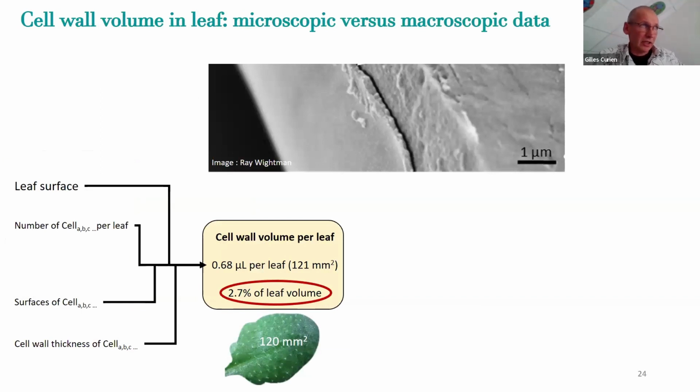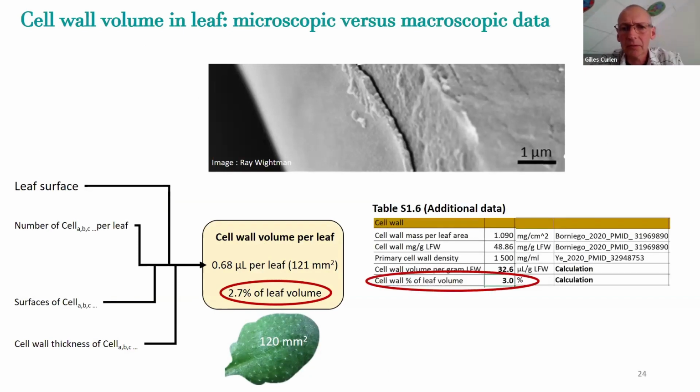You might ask, okay, you integrate many different things: leaf surface, number of cells, surface of cells, cell wall thickness that you measured with a certain uncertainty. You assemble everything, and you obtain this value of 0.7 microliter per leaf. The volume of this leaf is about 24 microliter, and this represents 2.7% of leaf volume. But how can we believe in that? There's a different way: you will find this in table S16, you can use macroscopic data, from people that did macroscopic measurements. It's not immediate, you still need a calculation, but finally you find 3%.